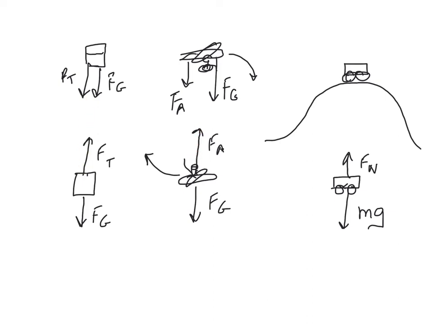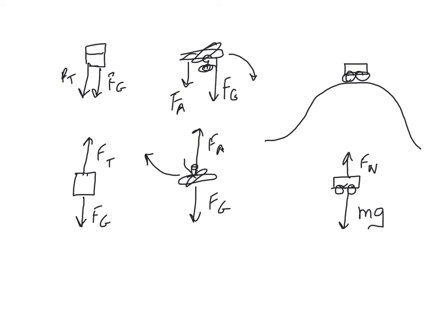And this is a little different. So this is on a track. So now we have an mg down and the normal force up. And if the cart's sitting at the top, stationary, these would be equal. But since it's moving in a circle, there has to be a net force down. And so the normal force has to be less than the gravitational force. Now think about the situation in both cases.